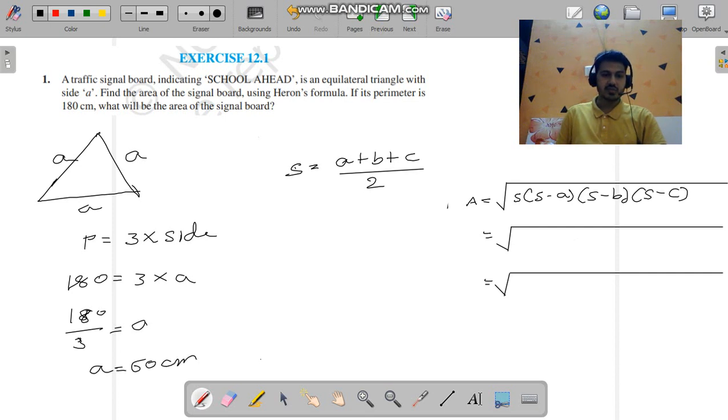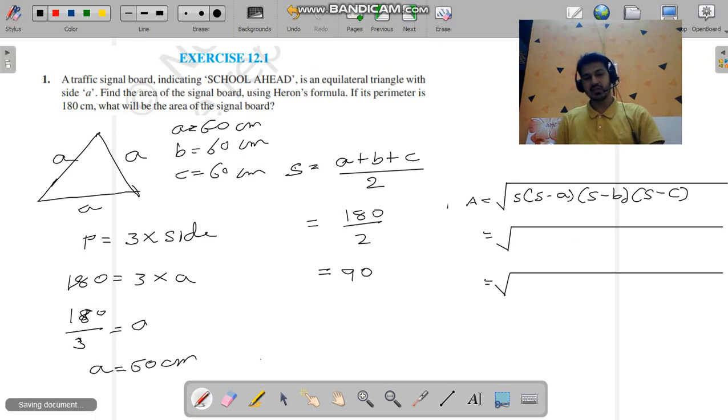The answer for a will be 60 centimeter. If I consider the sides of the triangle as a, b and c, the value of a will be 60, b will be 60 and c will also be 60, as it is an equilateral triangle. Now let us find the semi-perimeter. As all sides of the triangle are equal, 60 plus 60 plus 60 is 180 by 2. After dividing it we get the answer 90.